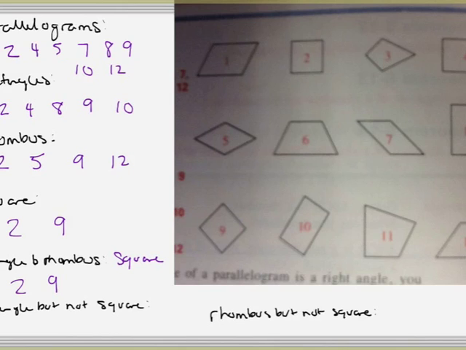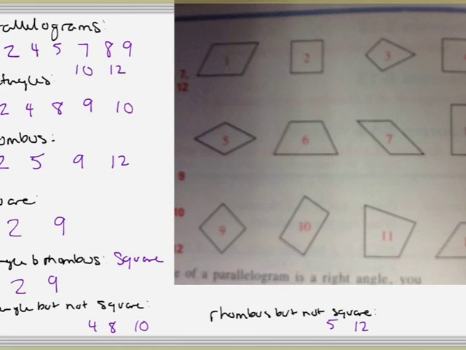Which ones are rectangles but not squares? They are just exclusively a rectangle. 4, 8, and 10. The ones under rectangle except for the overlap of 2 and 9. And which ones are a rhombus but not a square? 5 and 12. The ones under rhombus that are not also listed under square. 1 is kind of iffy. I think if we measure it, it's actually not. It's hard to tell in the picture from the copy here.